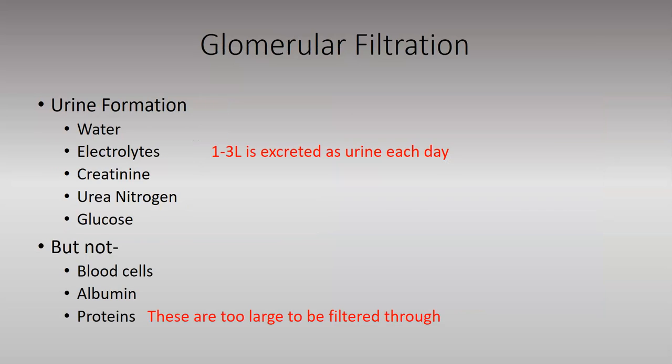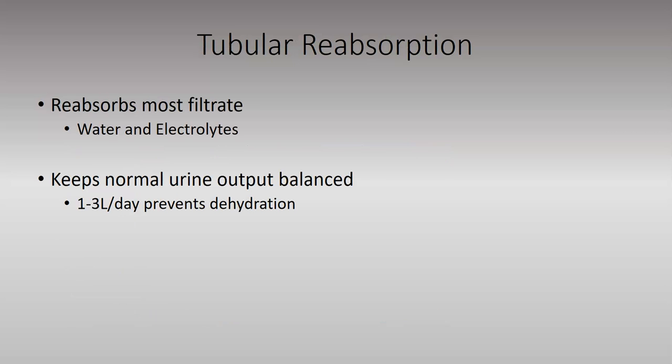Now, glomerular filtration is where the urine is formed. Again, it's based on water, electrolytes, creatinine, nitrogen, and glucose. If your patient's kidneys are working correctly, they should be excreting 1 to 3 liters of urine each day. What the kidney does not filter is blood cells, albumin, or proteins, because these are too big and they're usually filtered by something else.